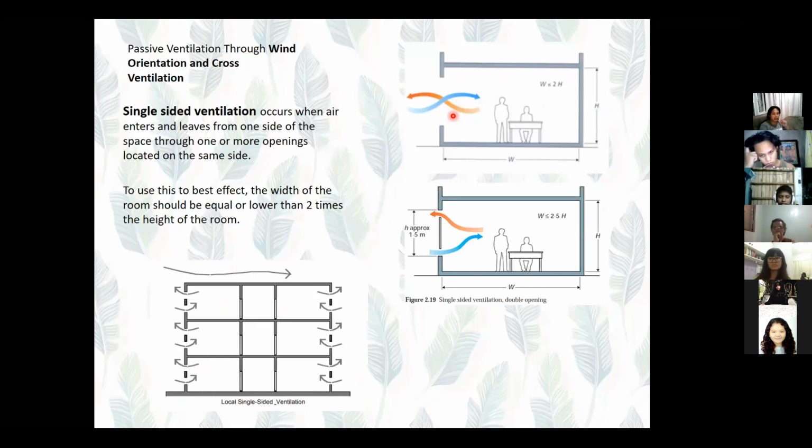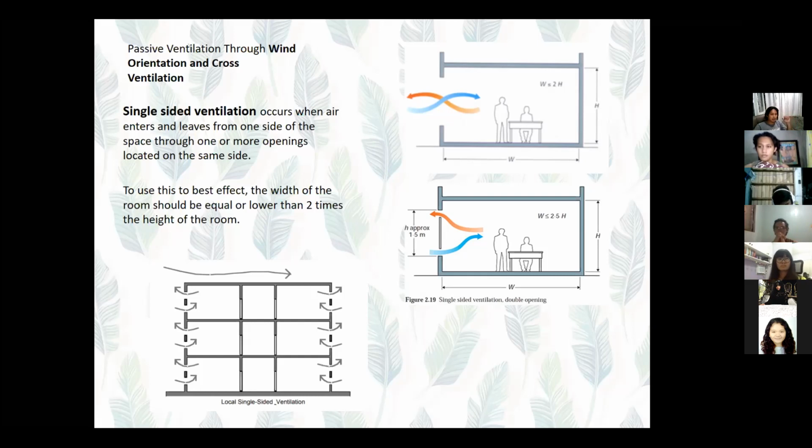Now don't worry. Kung wala talagang ibang magamit, we may opt for single-sided ventilation. Okay? Now, single-sided ventilation occurs when air enters and leaves on one side lang the room or the space. Okay? That's single-sided ventilation.